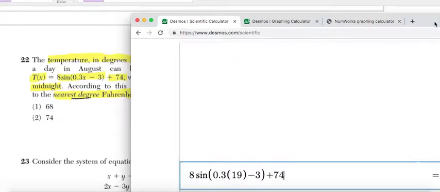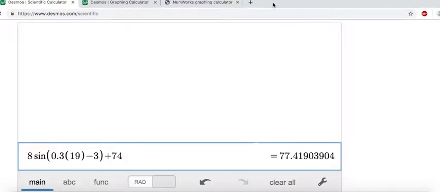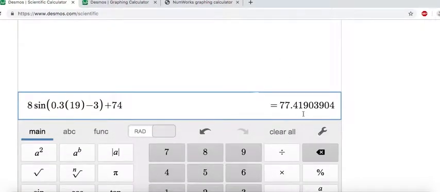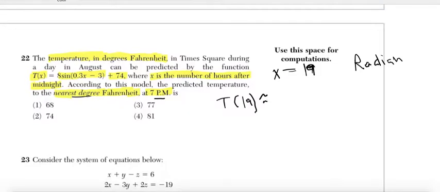And to the nearest degree Fahrenheit, we're going to round to one decimal place. I'm sorry, to the nearest whole number. 77.419, which, because of the 77.4, will round down to 77 degrees Fahrenheit. All right, so to the nearest degree Fahrenheit, at 7 p.m., the temperature will be about 77 degrees Fahrenheit, choice 3. Okay, we're almost done, guys.